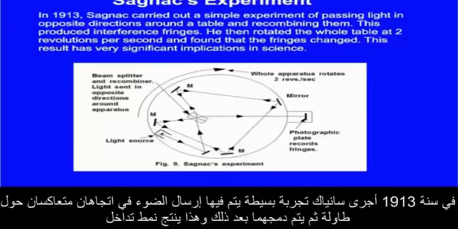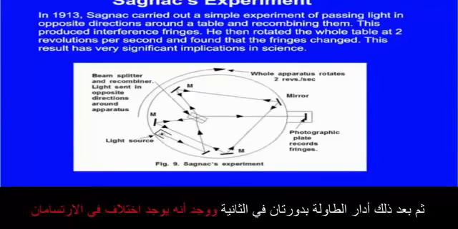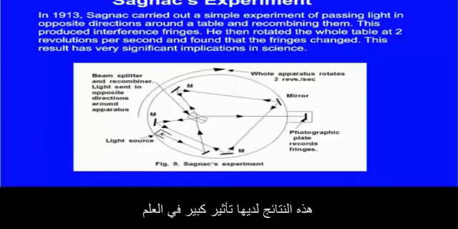In 1913, Sagnac carried out a simple experiment of passing light in opposite directions around a table and recombining them. This produced interference fringes. He then rotated the whole table at 2 revolutions per second and found that the fringes changed. This result has very significant implications in science.